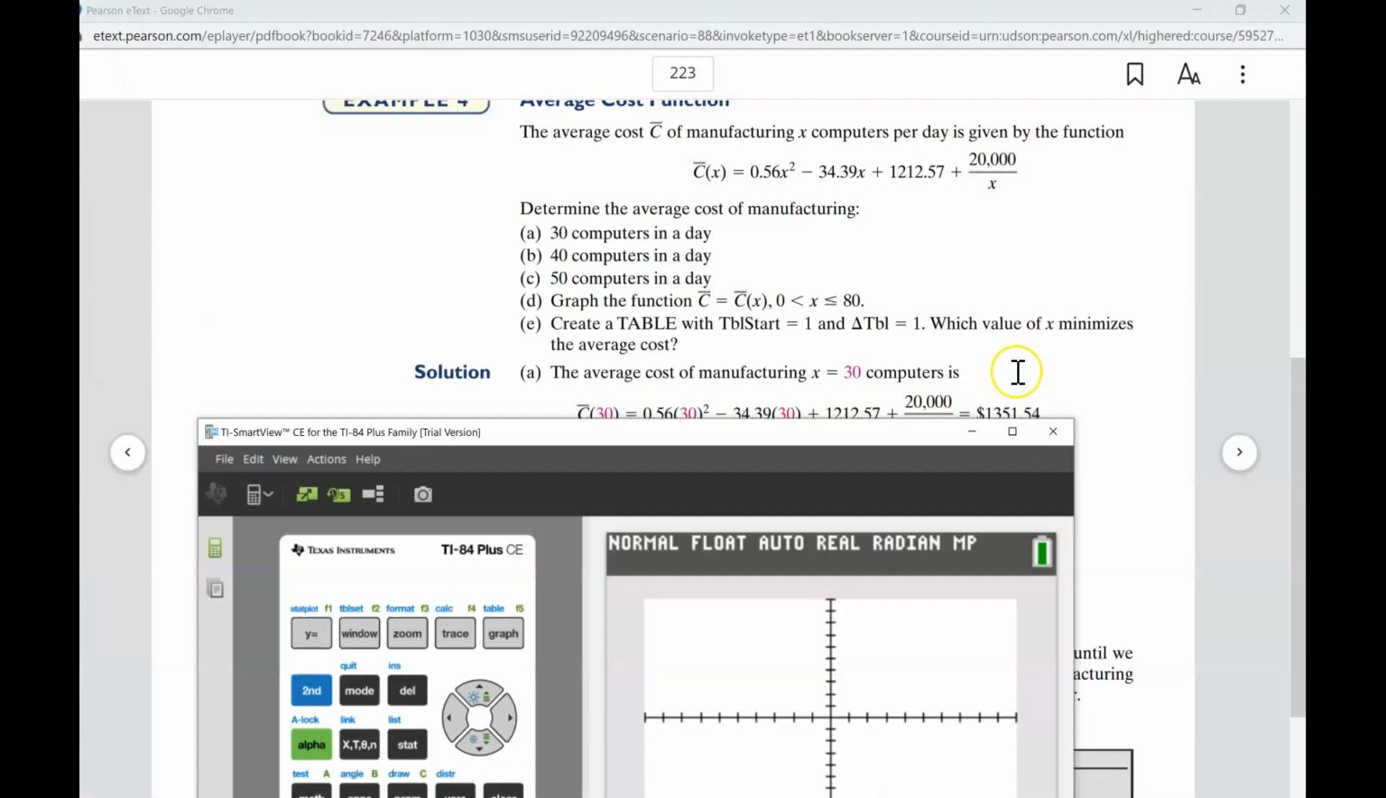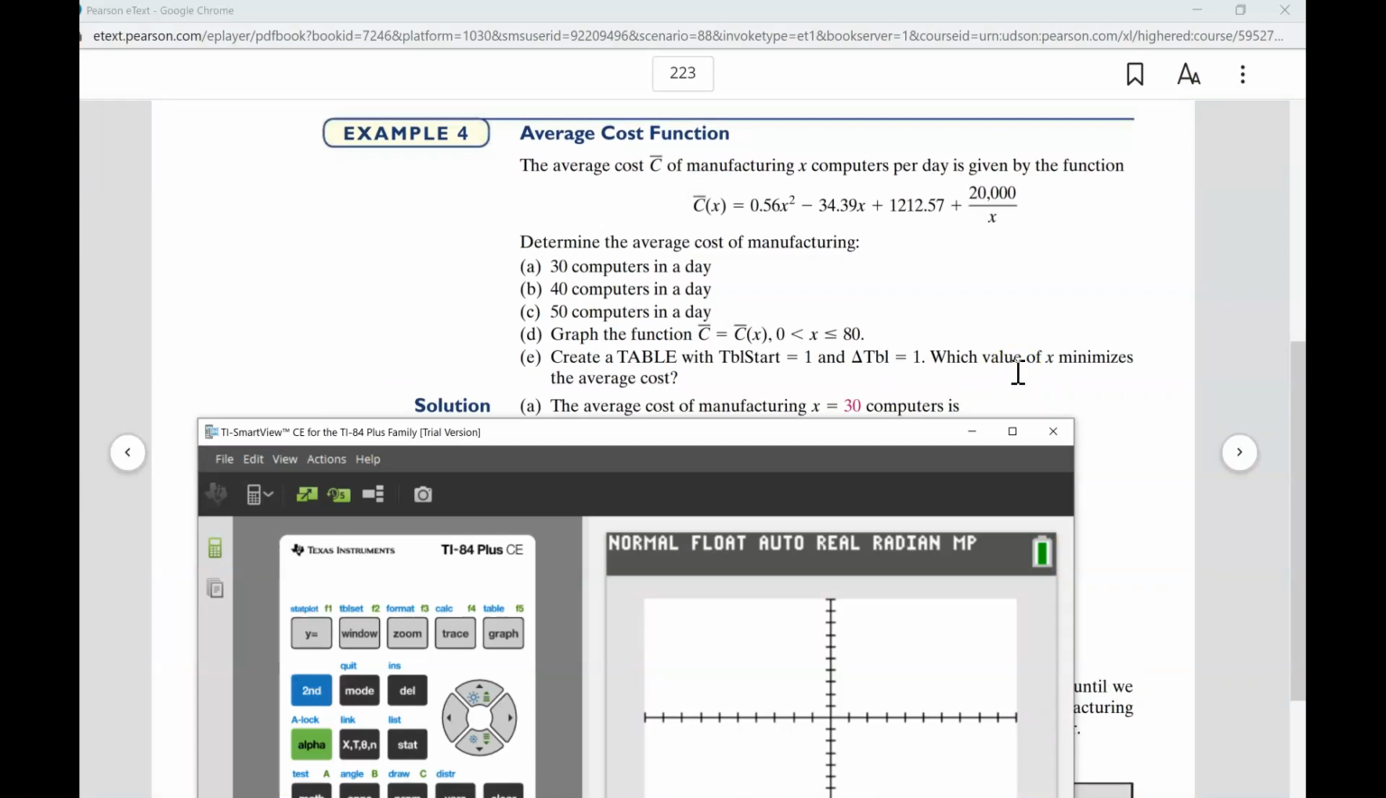All right, I think this is the last example in this section. It's a pretty short section. It gives me an average cost function for manufacturing x computers per day for a particular company. The average cost function is given this symbol C with a line over the top, or C bar. Average cost for manufacturing x number of computers per day is equal to this function with x in it. So you plug x in there and it tells you the average cost of manufacturing that number of computers. Then it wants us to find the average cost of manufacturing 30 computers in a day, 40, 50 computers in a day.